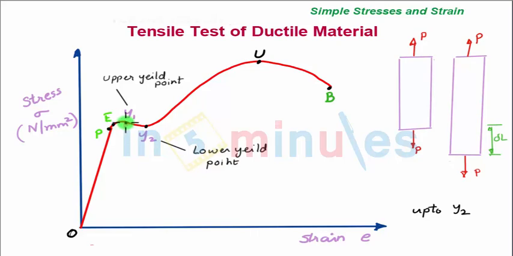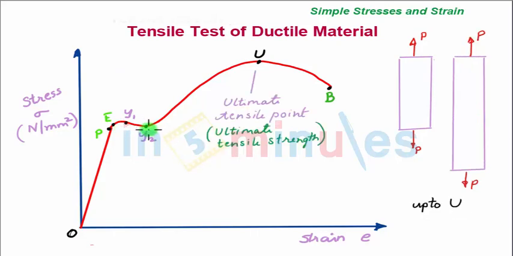The point of maximum stress on this yielding region is called as upper yield point, whereas the point of lowest stress in this yielding region is called as lower yield point. Upon further increasing the load beyond point Y2, there is a considerable increase in load for further straining, and this is due to the phenomena called as strain hardening. This curve again rises up and point U is called as ultimate tensile point or ultimate tensile strength of a material. Ultimate tensile point is the maximum stress encountered in a tensile test of a material.